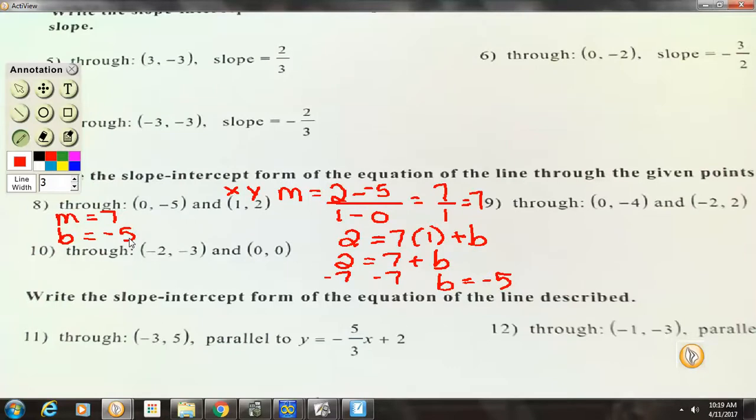So we have M, we have B. What's our last step? Write the equation. Y equals 7x minus 5.